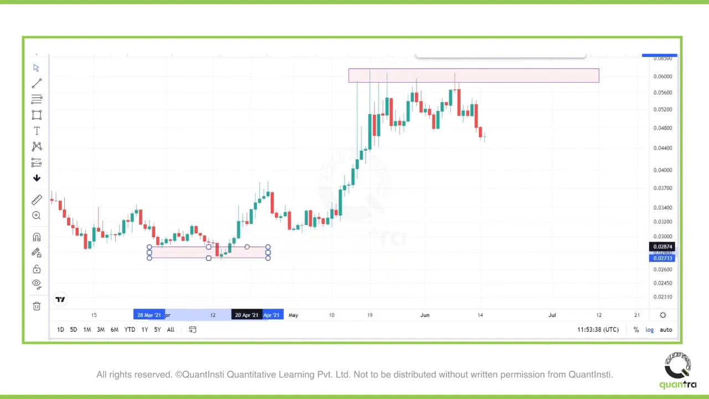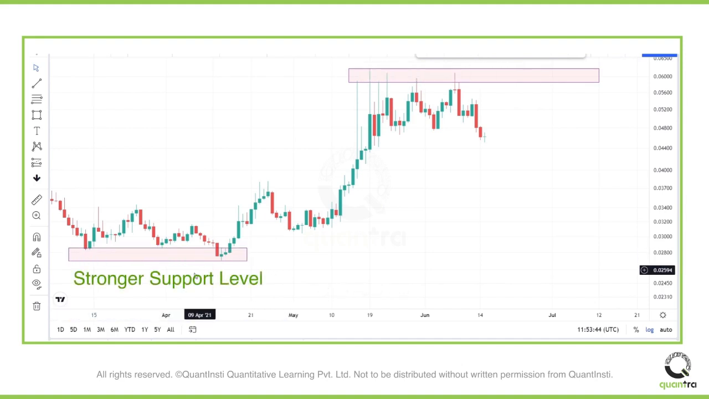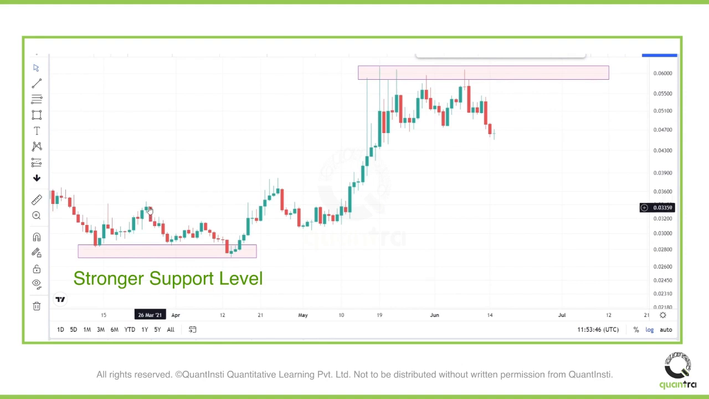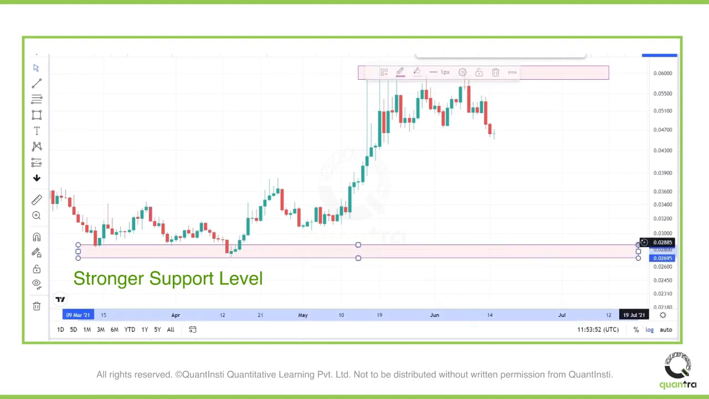If you are looking for an even stronger support zone, you can see that the price level here contains 3 swing lows and has acted as strong support in the past. Hence you can mark this same and refer to this price zone as a stronger support level.